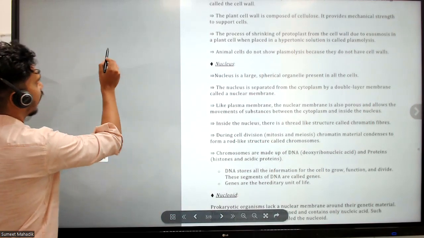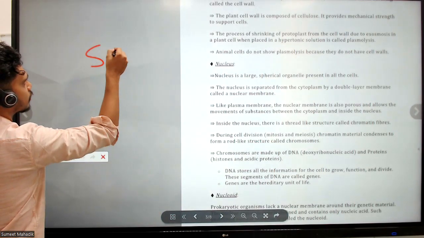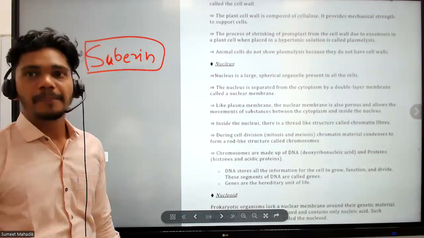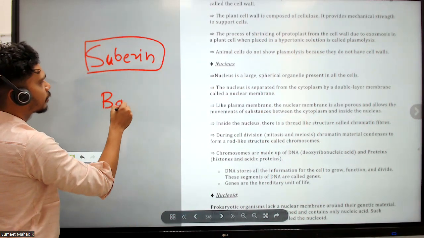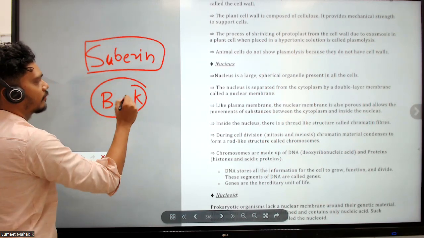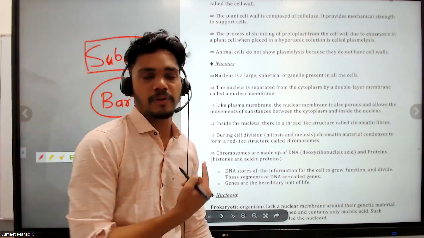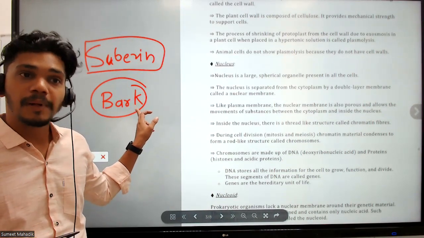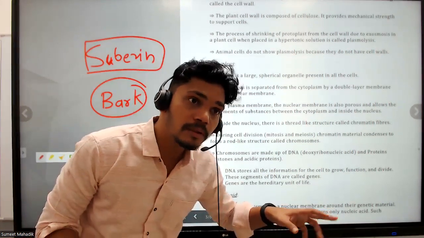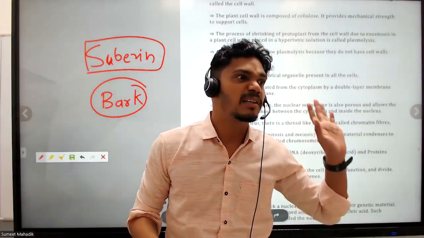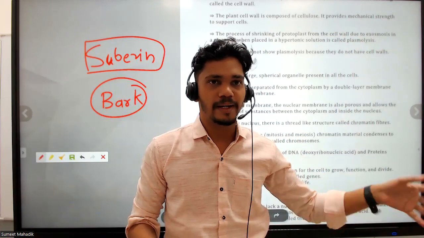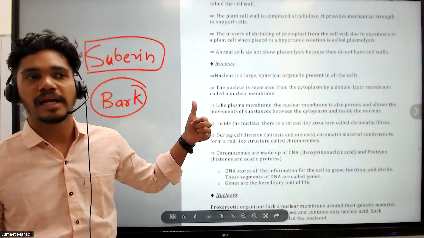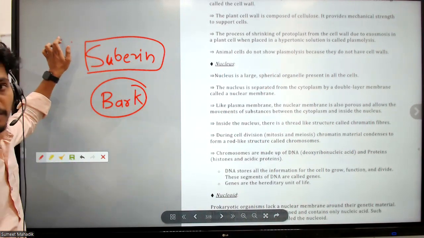Now one more thing you must be aware of. Suberin. Suberin is a substance present in the bark of the plant. That point was remaining, that's why I'm going to discuss it right now. So suberin is present in the bark of a plant. And what is the use of suberin? If you see, the bark is water resistant, right? You can see that it is wet, but the water is not going inside. So who is responsible for the bark being water resistant? Suberin. Please make a note somewhere. Please write this.